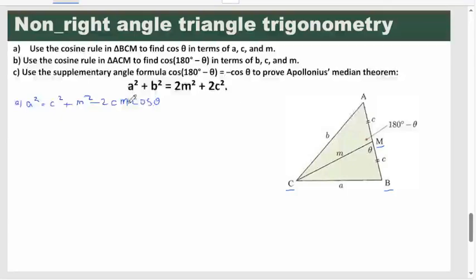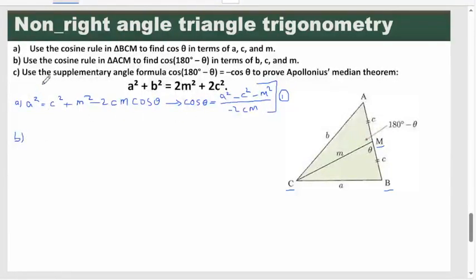Now to write the cosine rule to make cosine of theta the subject, I say cosine of theta equals, I bring C and M to the other side, so it would be A squared minus C squared minus M squared over negative twice C times M, the product of C and M. So it's the one that part A asks to find. Now I will go for part B.